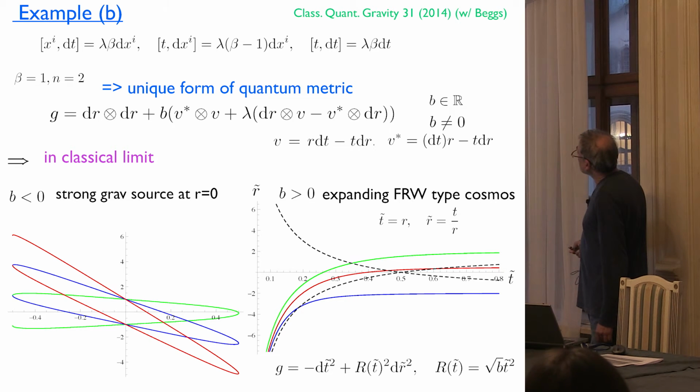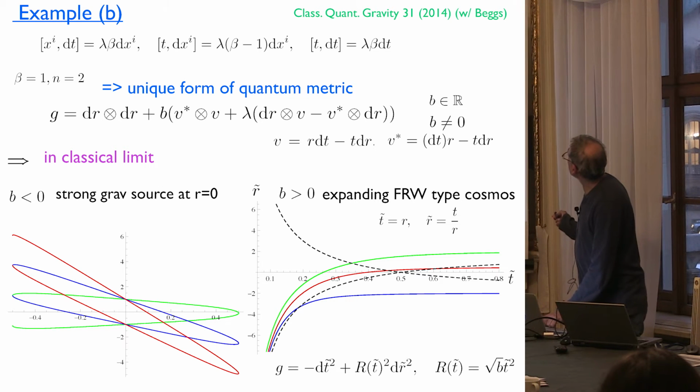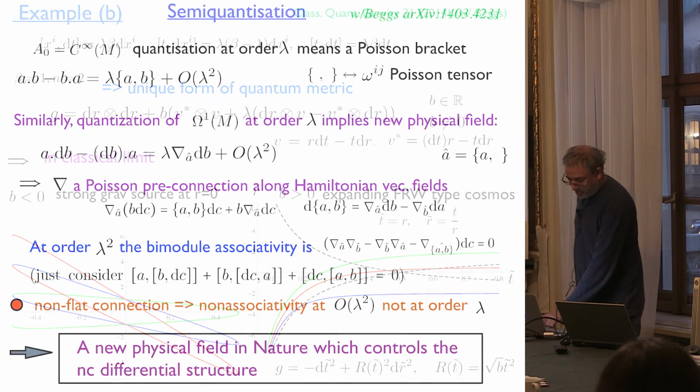The other choice, if b is bigger than 0, is that you should change variables so that you have the time signature correct. Then you have this metric, which is an expanding universe metric of some kind. And here, again, there's a Ricci singularity at t tilde equals 0. I don't want to spend too much time on this. It's just in this paper. Okay. So again, the point is that with minimal assumptions, we were forced to this.